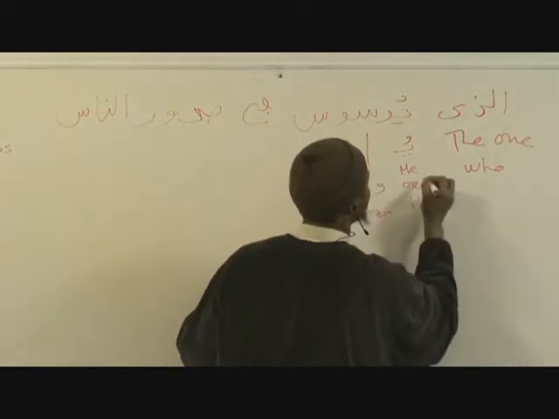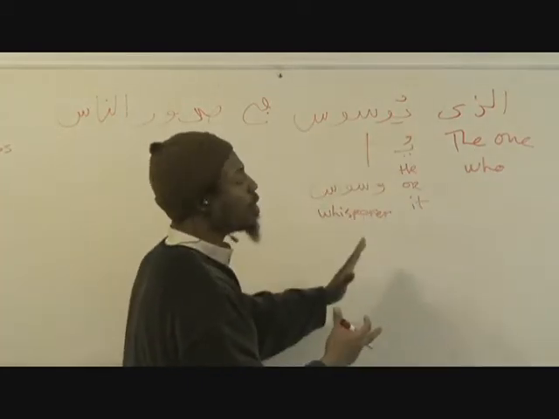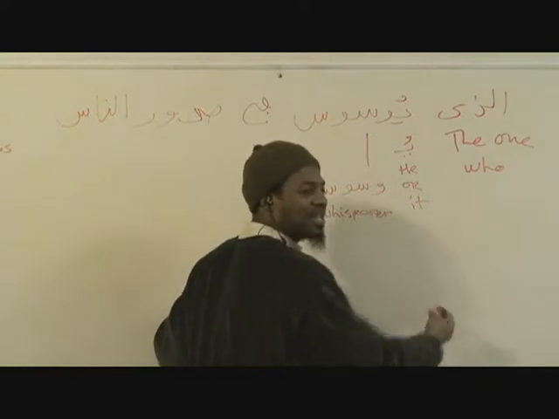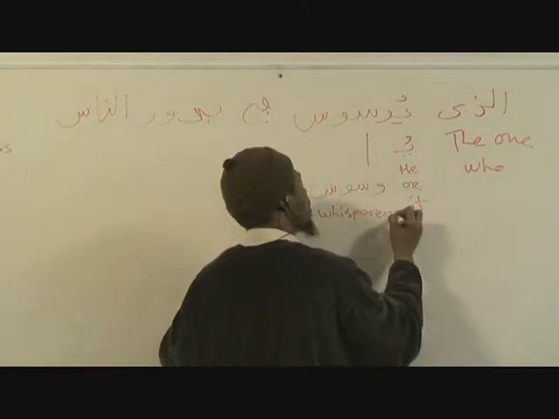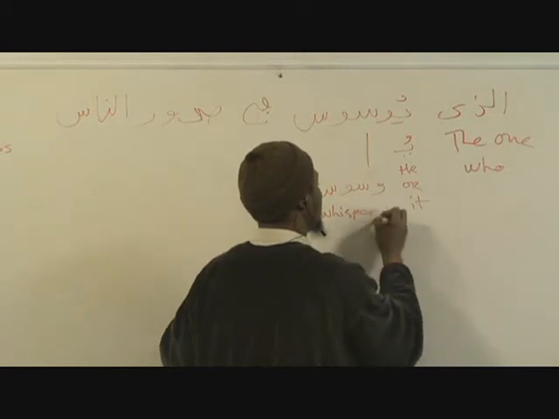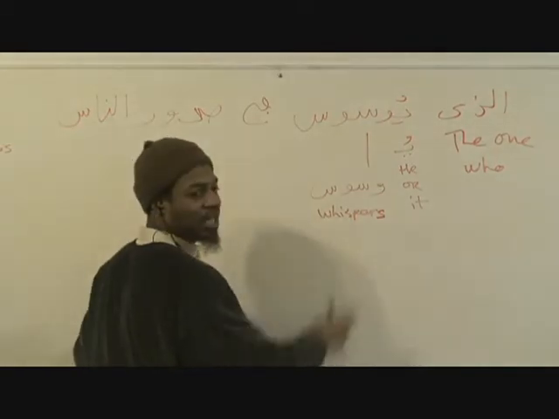When this ya comes before a word, it lets you know that this is in the present tense verb. It just means it's happening. So he or it whispers. Okay, instead of being a whisperer, is whispers. It's happening. The one who whispers, he whispers.